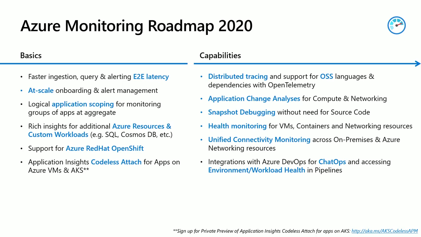We will also have support for Red Hat OpenShift for Kubernetes, and codeless attach, which Rahul mentioned in his talk. From a capability standpoint, a number of capabilities will light up across the board. Distributed tracing is one of the main ones. You will see application change analysis lighting up, and also health monitoring and snapshot debugging without needing source code. You'll also see enhancements of the integrations with DevOps and the other environment tools that we have.